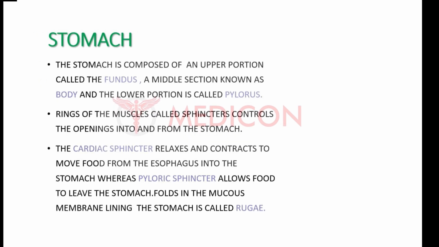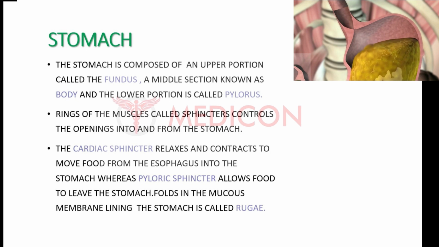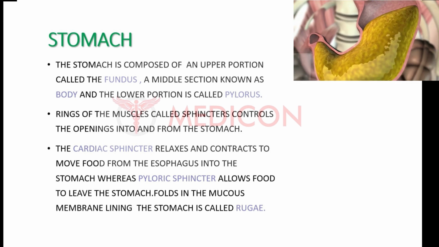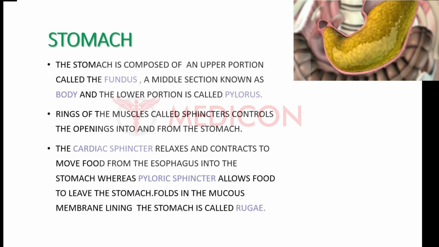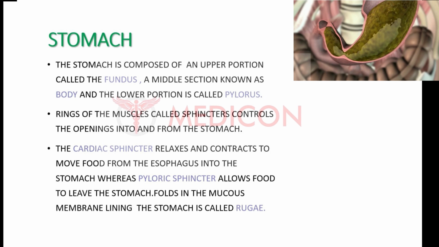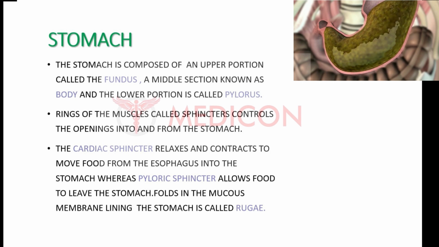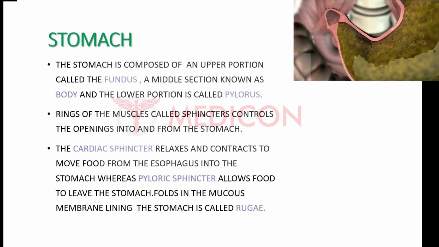Stomach. Food passes from the esophagus into the stomach. The stomach is composed of an upper portion called the fundus, a middle section known as the body, and the lower portion, the pylorus. Rings of muscles called sphincters control the opening into and from the stomach. The cardiac sphincter relaxes and contracts to move the food from the esophagus into the stomach, whereas the pyloric sphincter allows the food to leave the stomach when it has been significantly digested.